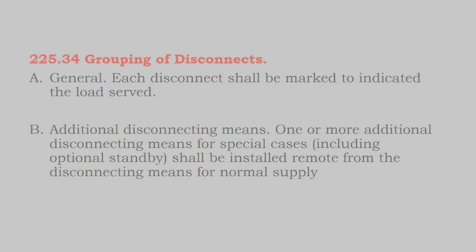So then we get to the grouping of the disconnects, and this is one that stuck out at me. Each disconnect should be marked, and then they need to be grouped. So those 6 disconnect switches, whether it's 6 breakers on a panel or 6 individual knife switches with their individual fuses, they have to be grouped together in the same location.